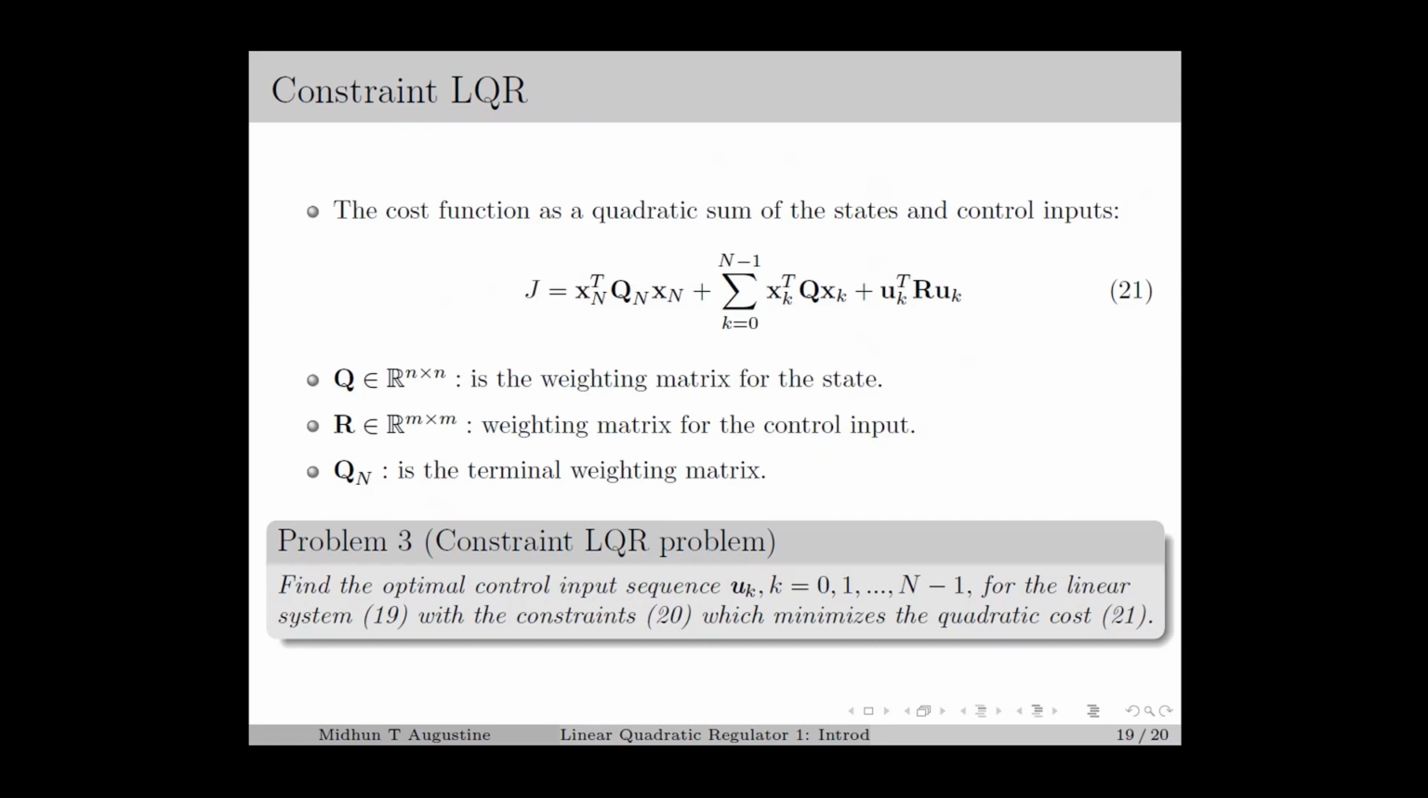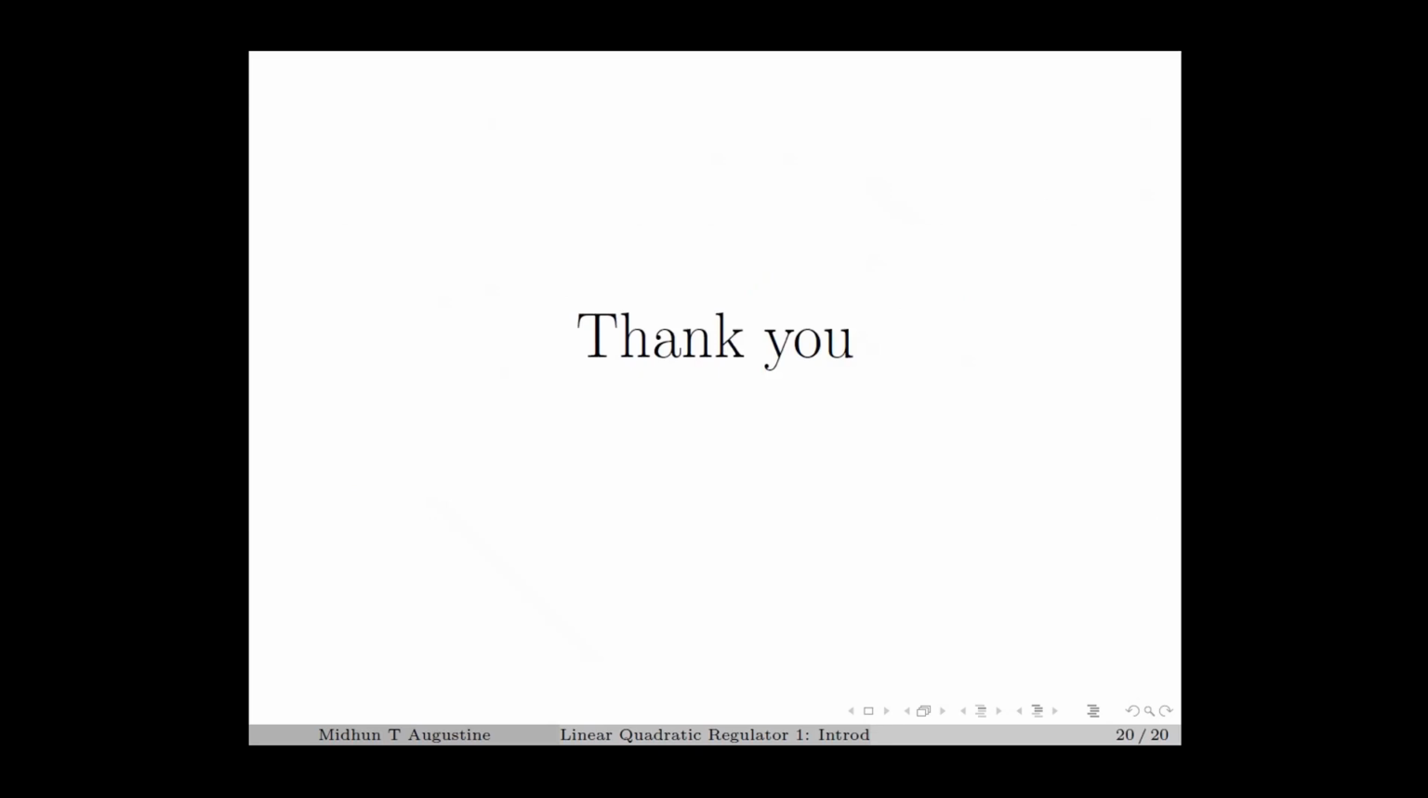Here, we formulated the constraint LQR problem for the discrete time linear system, and similarly, we can formulate the problem for continuous time linear systems as well. In the next few lectures, we will be discussing the continuous time LQR problem. Then we move on to the discrete time LQR, and finally constraint LQR. That completes this lecture. Thanks for listening.